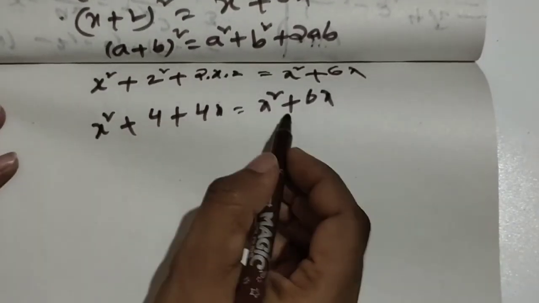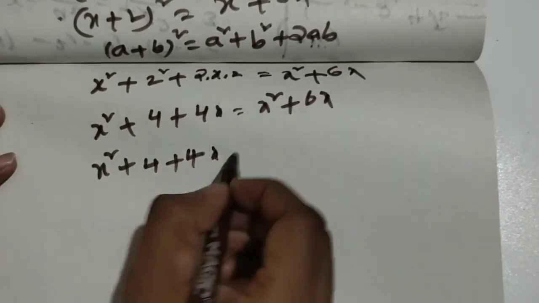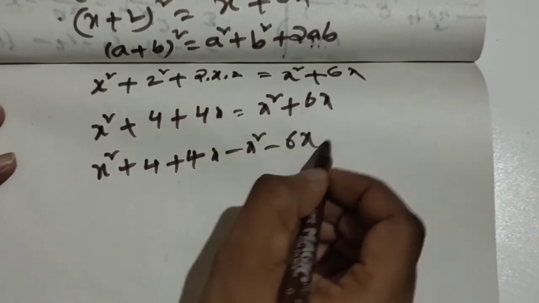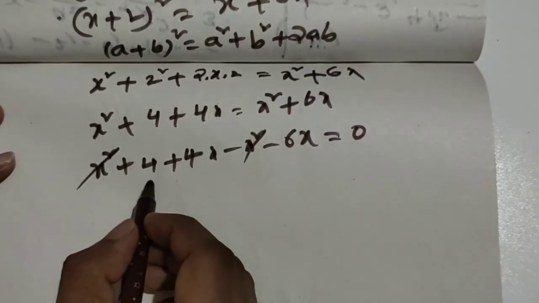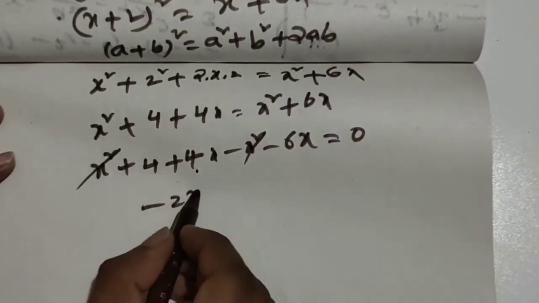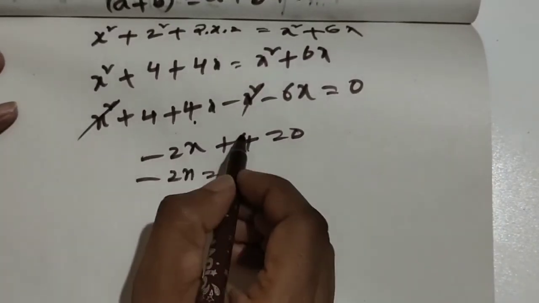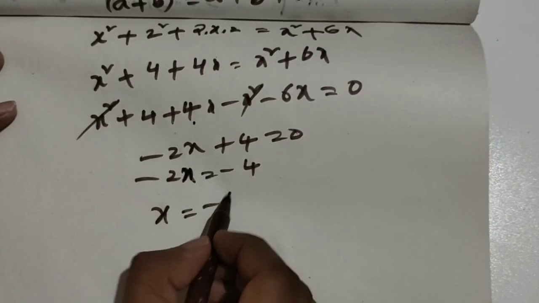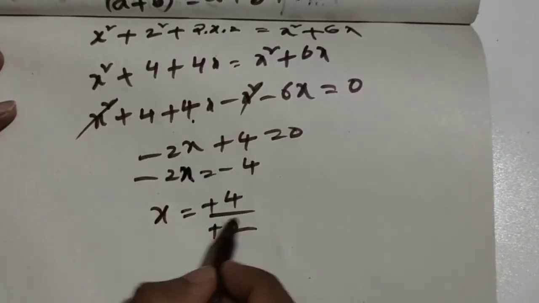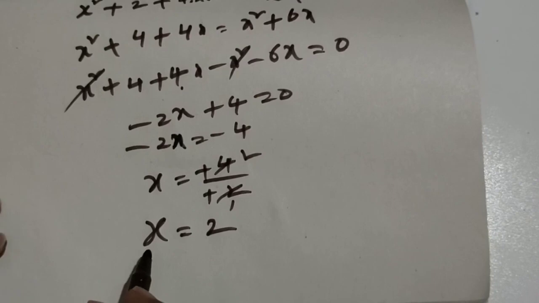So transfer the right side terms to the left side, we get x square plus 4 plus 4x minus x square minus 6x is equal to 0. So here we can cancel the x squares, and then the remaining ones: 4x minus 6x is minus 2x, plus 4 is equal to 0. Then we get minus 2x is equal to, take this 4 to that side, minus 4. Then x is equal to minus 4 by minus 2. So minus minus gets cancelled, 2 2s are 4, so simply here x value is 2. Okay, so like this we can do the sum 6.